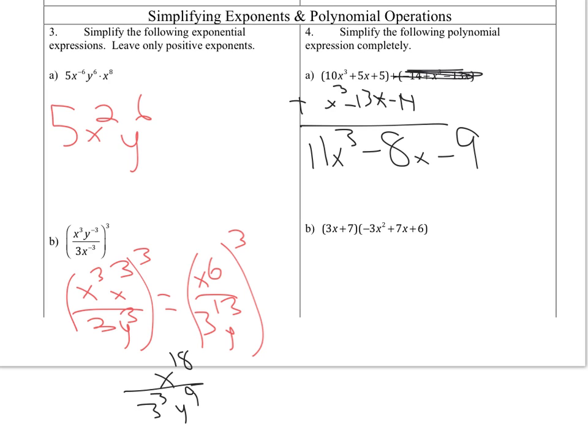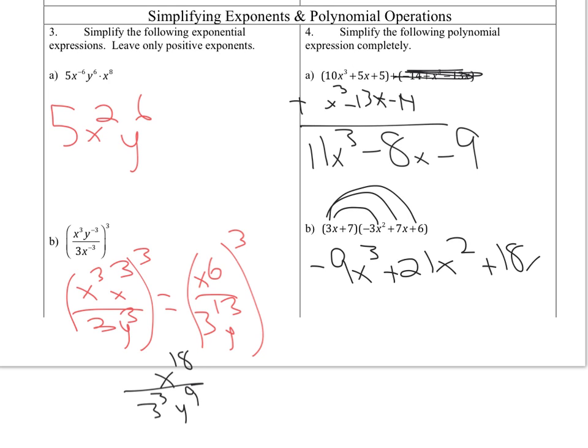This one, I have to distribute. I have to go, pew, pew, pew, whoop, whoop, whoop. So, 3x times negative 3x squared. 3 times 3 is negative 9. x times x squared is x cubed. 3x times 7x, 3 times 7 is 21. x times x is x squared. 3x times 6, 3 times 6 is 18, and then bring along the x.